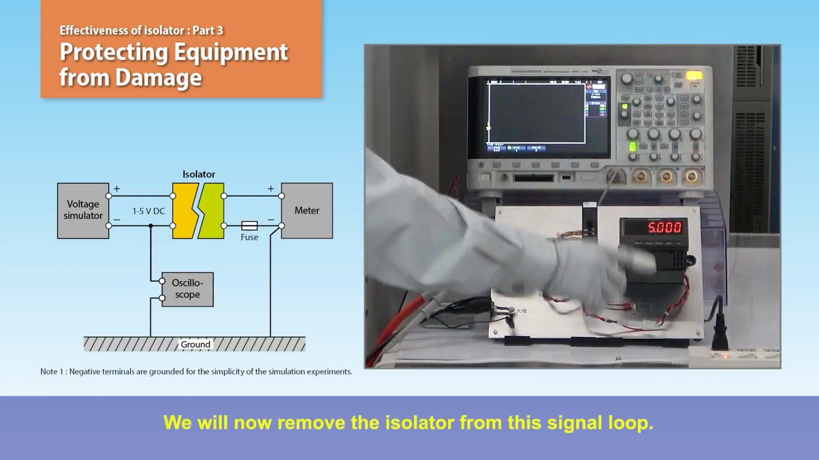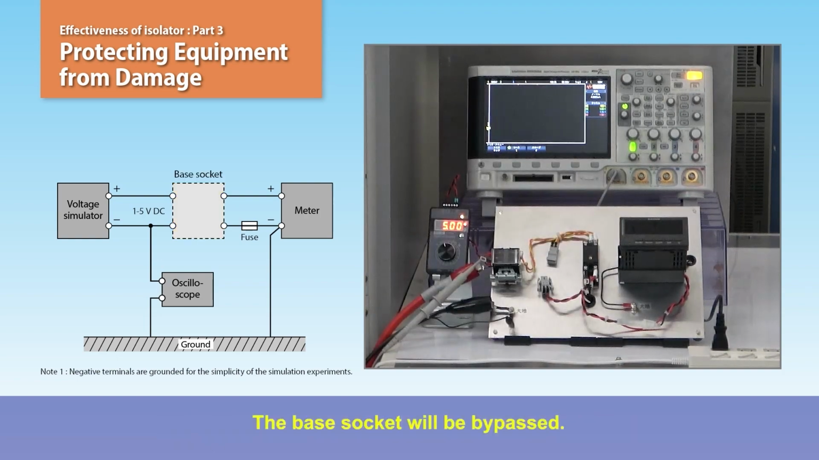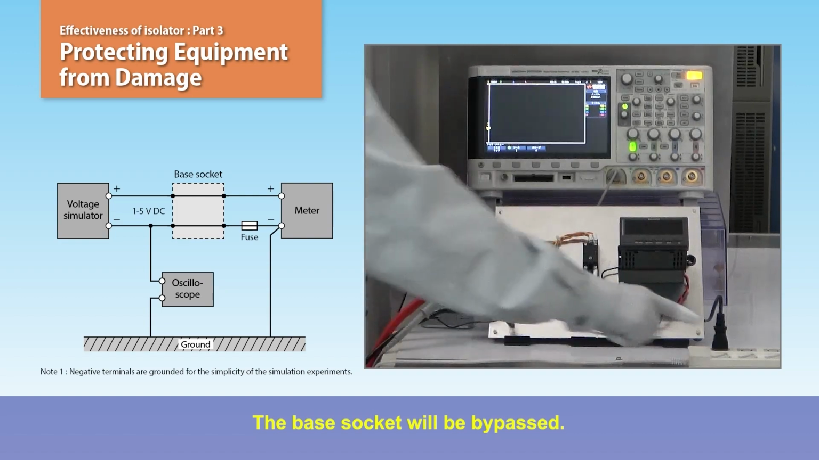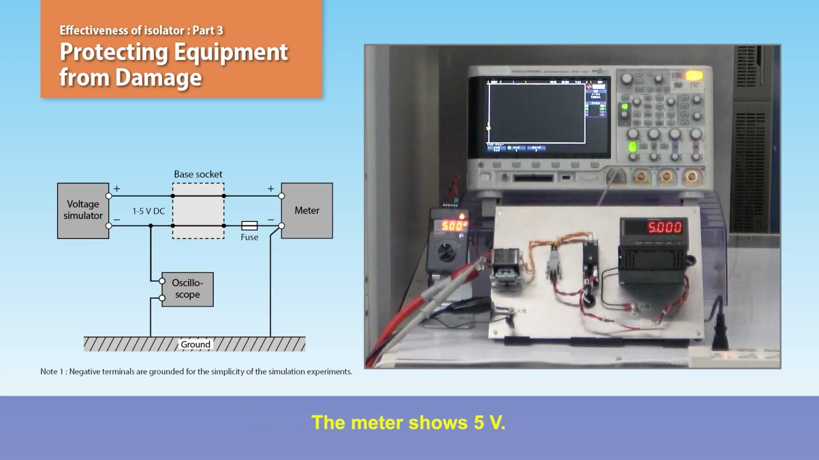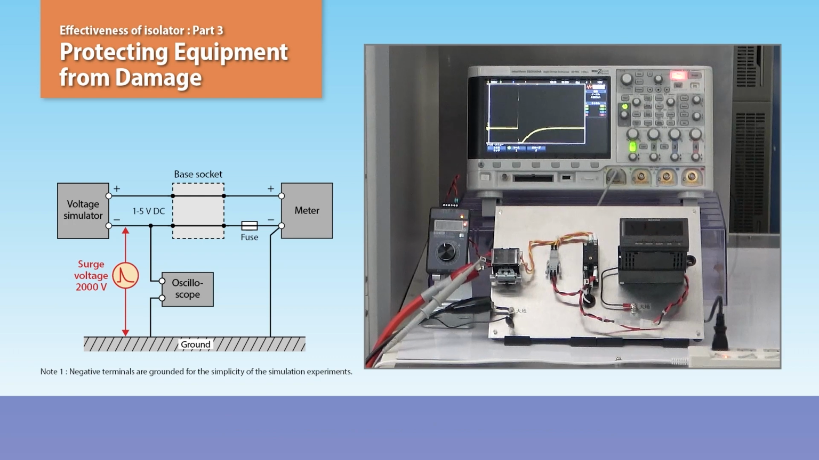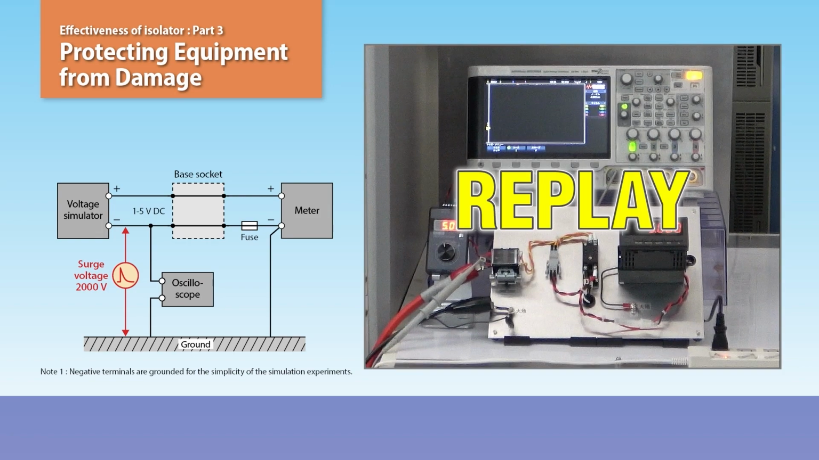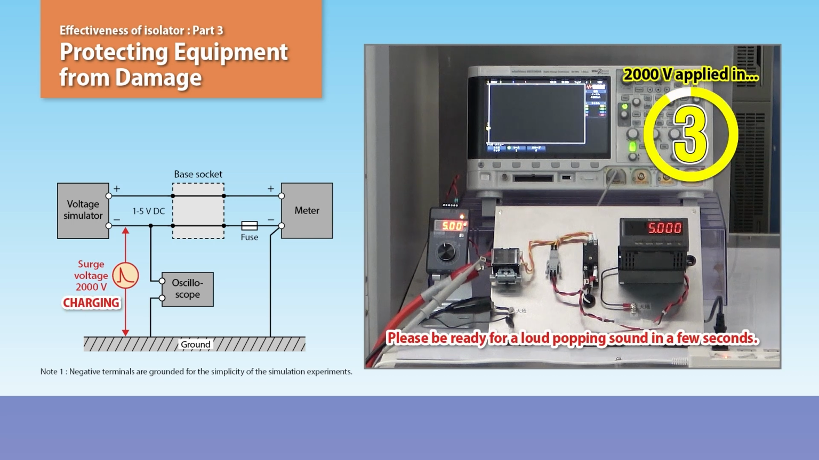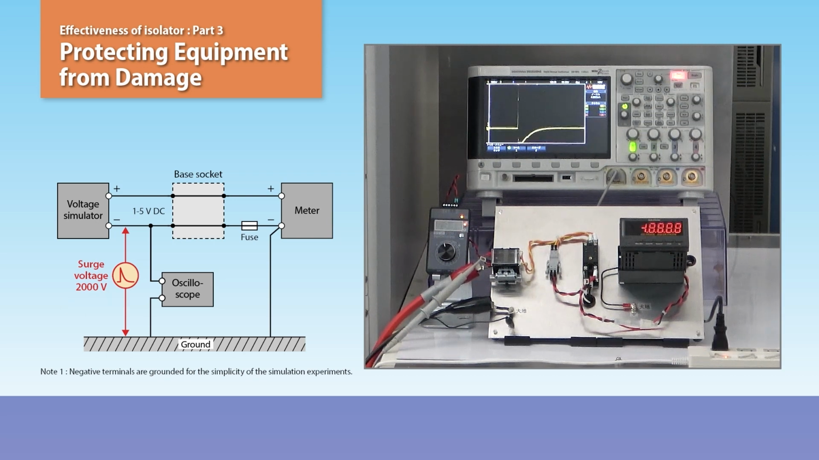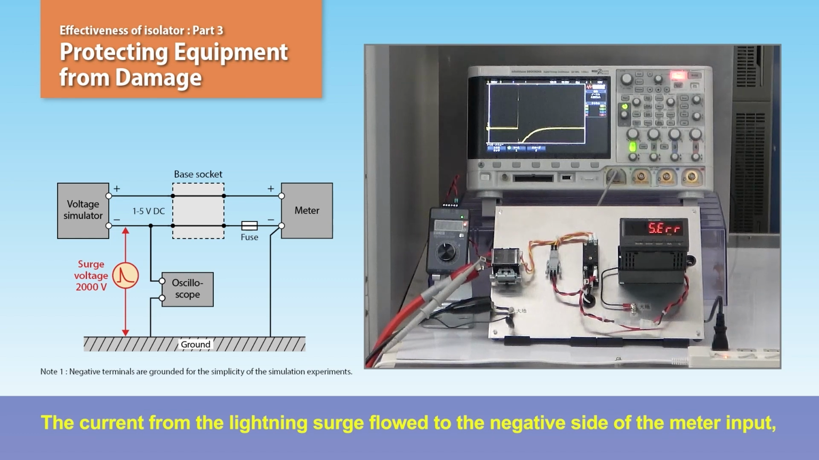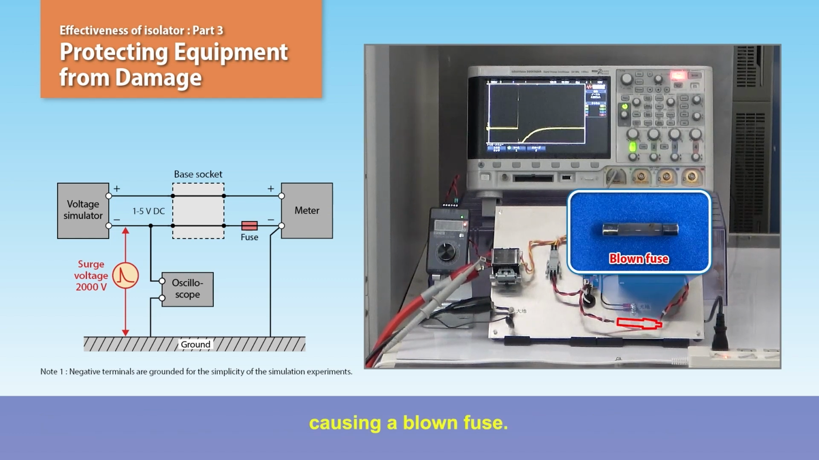We will now remove the isolator from this signal loop. The base socket will be bypassed. The meter shows 5 volts. A surge voltage of 2000 volts is applied again. The meter display is no longer correct. The current from the lightning surge flowed to the negative side of the meter input, causing a blown fuse.